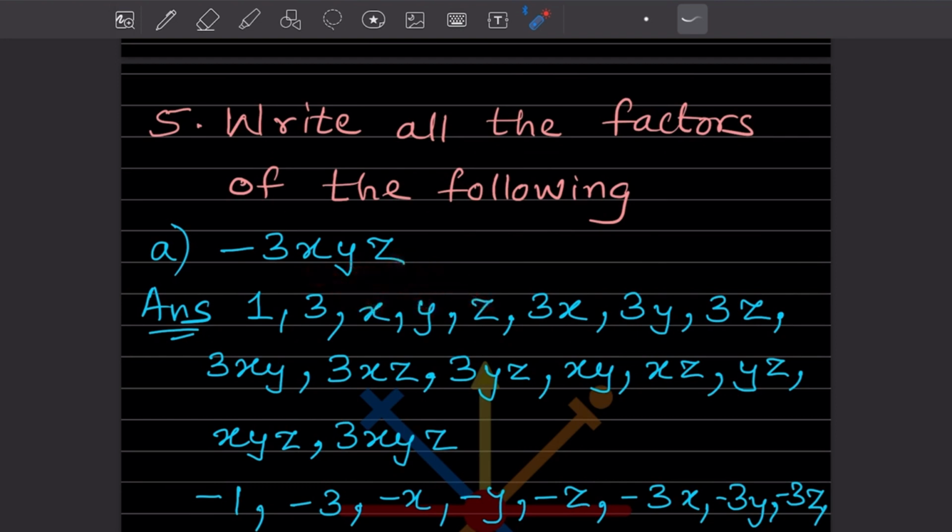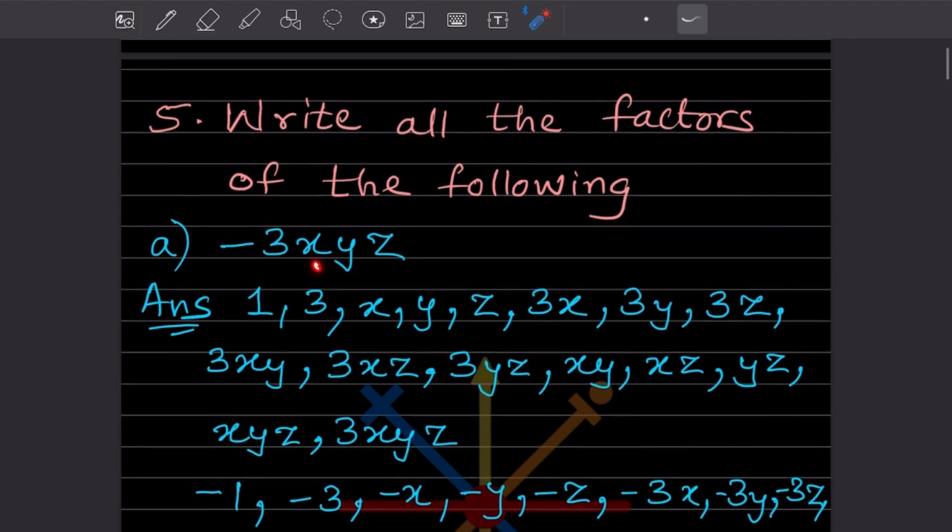Again, what will be the possibility? This into this will be one factor. Then this into this is going to be one possibility. Then this into this. Okay, then what will be that? We can take this all together. Then what we can do, 3x and z. Okay, 3xz. Then what we can do, 3yz. Okay, these are one of the possibility.